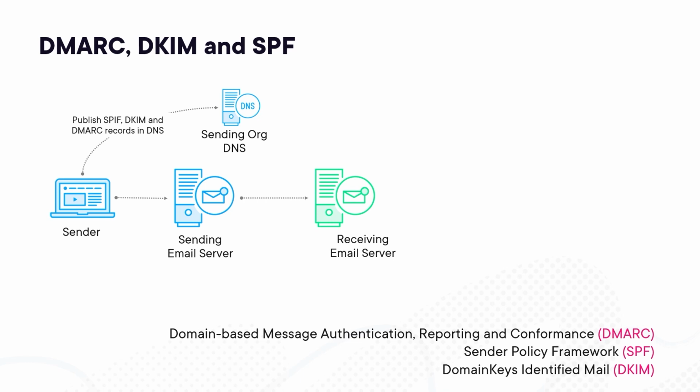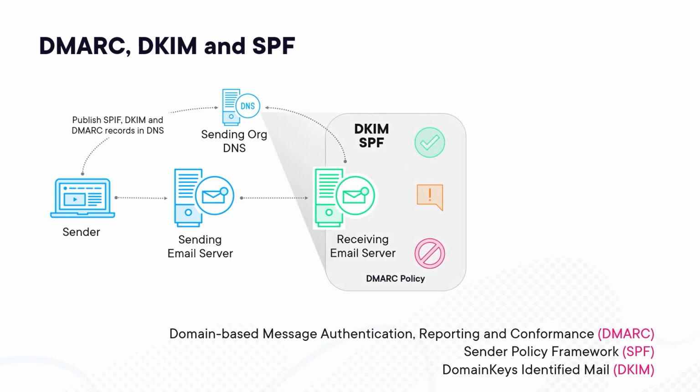That receiving email server then will check DNS to see if there is a DKIM and an SPF policy in place. And it will also test to see if those things pass or fail. Now, DMARC kind of ties all these things together. Again, the originating organization, their DNS server will publish a DMARC policy. The receiving email server queries DNS and sees what that DMARC policy is.